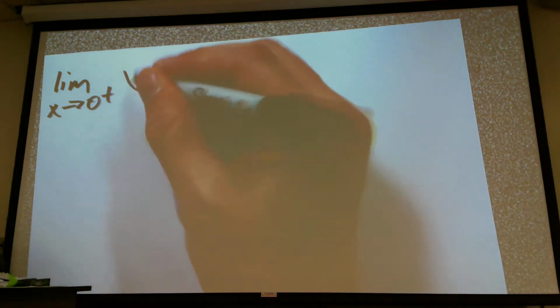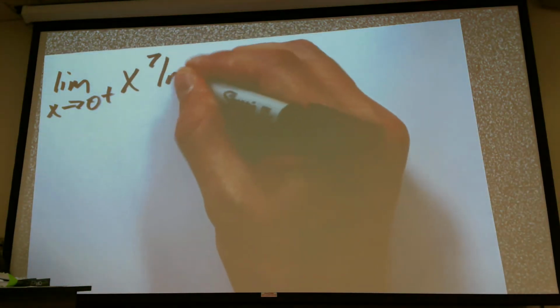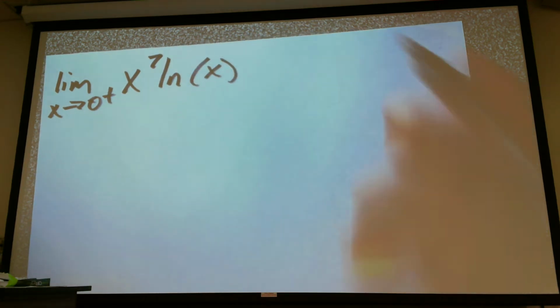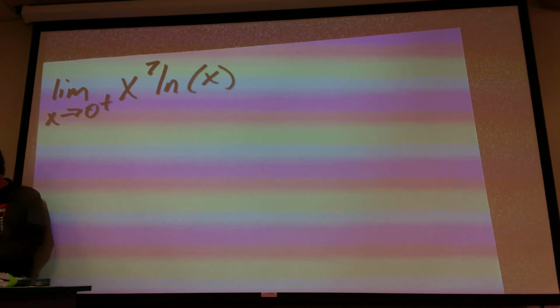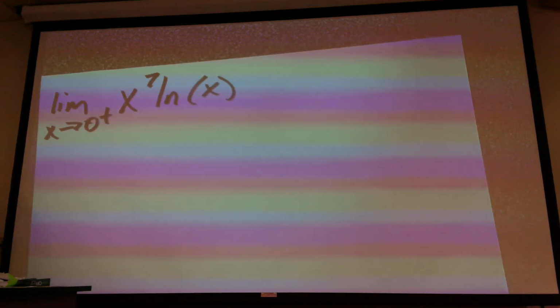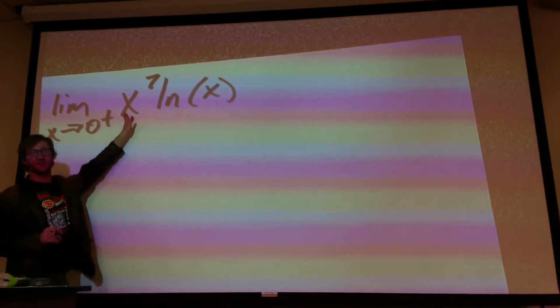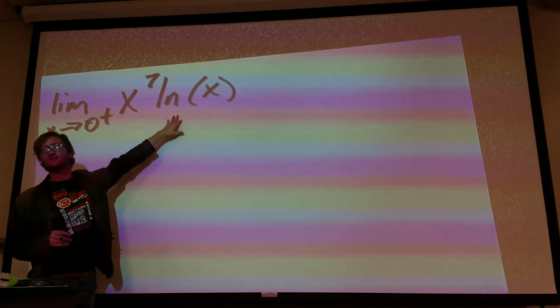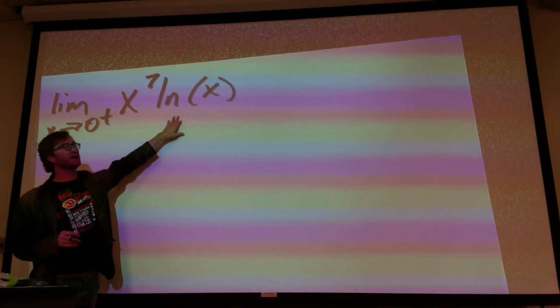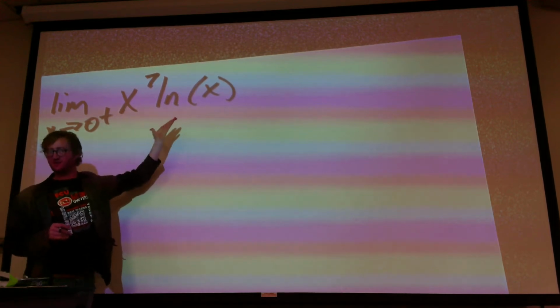as x tends towards 0 from the right of x to the 7, now multiplied by the natural log of x. Okay? Now, this is of the indeterminate form. As x tends towards 0 of x to the 7, this term is tending towards 0. But as x tends towards 0 from the right of the natural log of x, this is tending towards negative infinity. Okay? So we have something that looks like 0 times infinity.